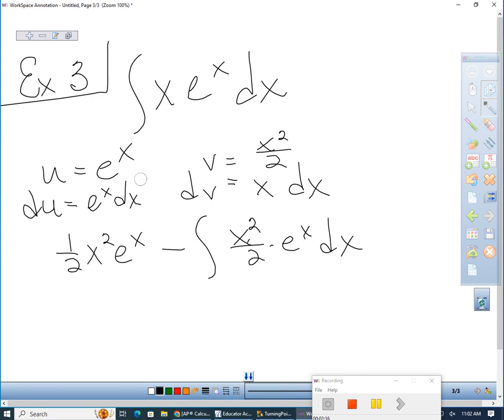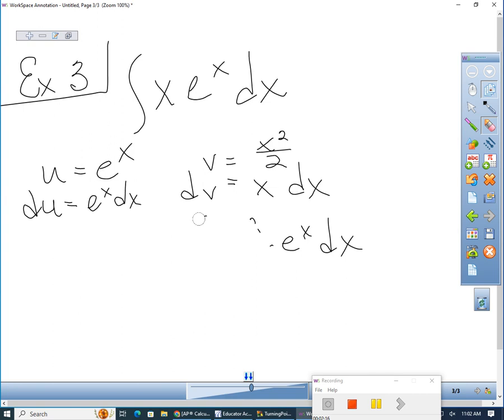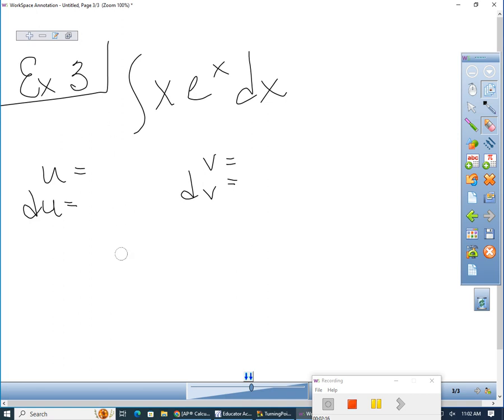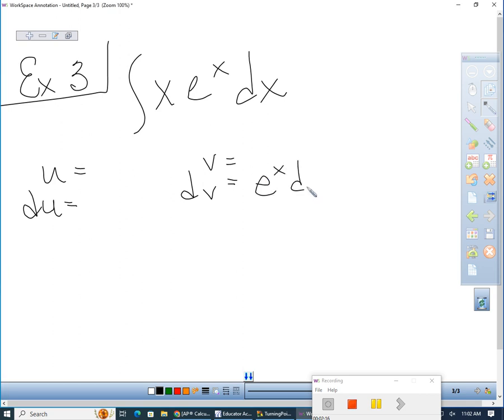All right, so we're going to go back and try again. So we're going to flip our u and our dv. So this time, let's make our dv e to the x dx, and let's make our u x. The derivative of x is 1 dx. The antiderivative of e to the x is e to the x.